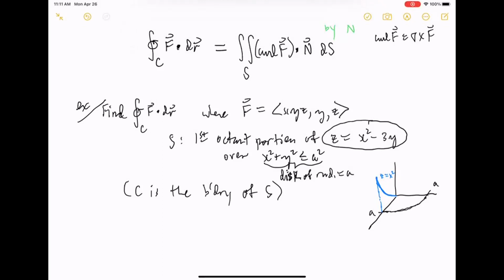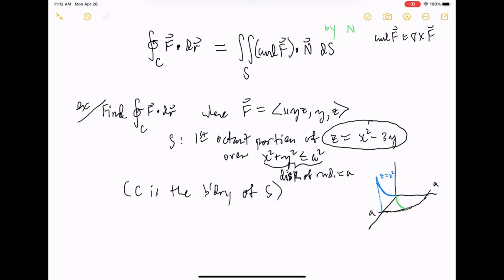But I'm only going to draw the portion that I care about, which is going to be right here or something. Okay, do you see? So this right here is the curve, and I'm only drawing the portion that belongs to x squared plus y squared less than or equal to a squared, that quarter disk of radius a, since I only care about the first octant.